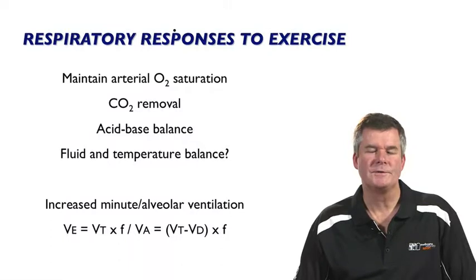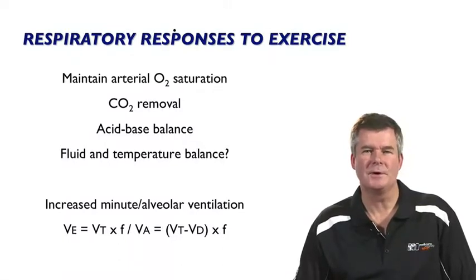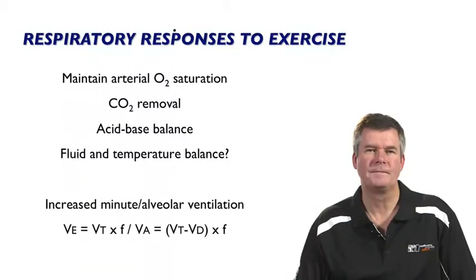The important functions of the respiratory system during exercise are to maintain the arterial oxygen saturation, to facilitate the removal of CO2 from the contracting muscles, to contribute to acid-base balance, and it does that by blowing off CO2 and regulating the hydrogen ion concentration. And to a lesser extent, the respiratory system is involved in fluid and temperature balance. The air that is exhaled during exercise is humidified and is at body temperature, and so you can lose some fluid and heat from the respiratory system.